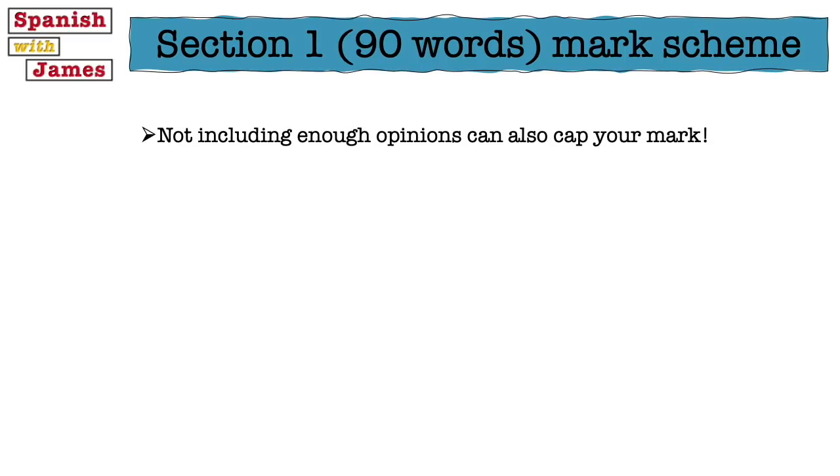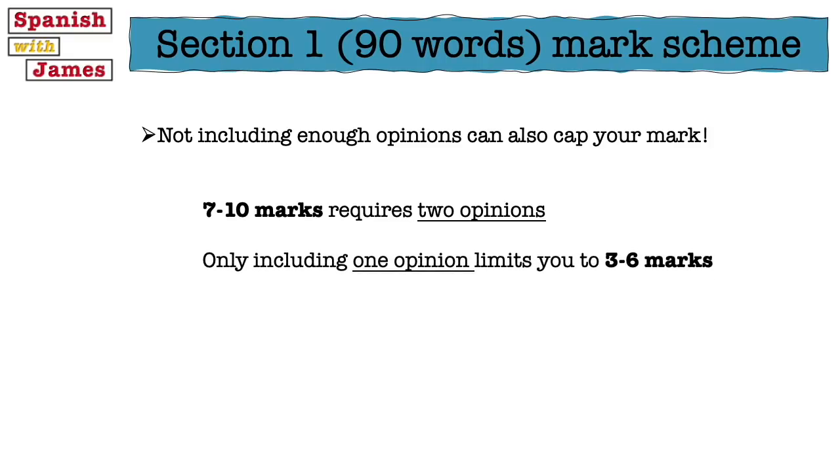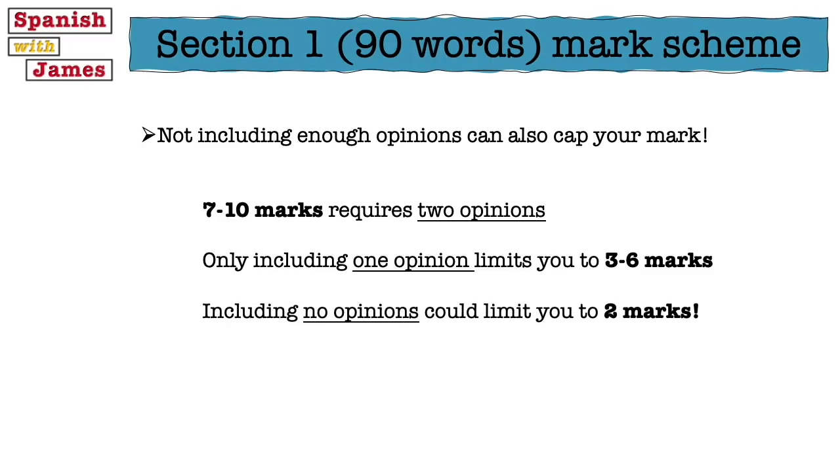In terms of opinions, not including enough opinions can also cap your mark, even if you've mentioned all the bullet points, even if you've said really good stuff, really loads of detail. To get above 7, you need to have 2 opinions. Only including 1 opinion, it will limit you to between 3 and 6 marks. Even if it's great, you've got 3 tenses, you've mentioned all of the bullet points, if you just forget to give more than 1 opinion, you won't get any more than 6 out of 10 for content. And including no opinions whatsoever could limit you to 2 marks.